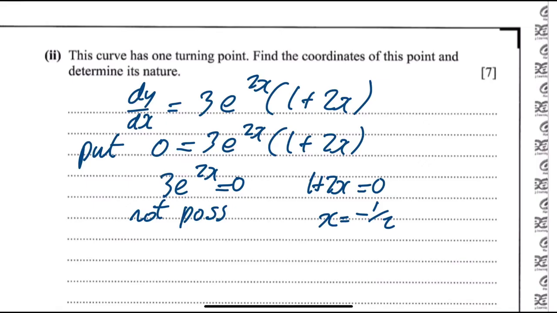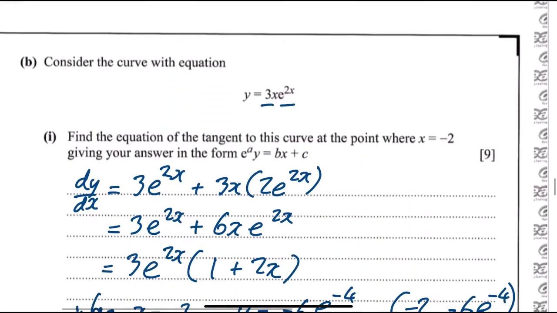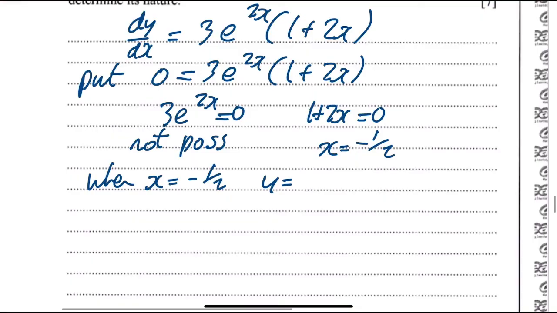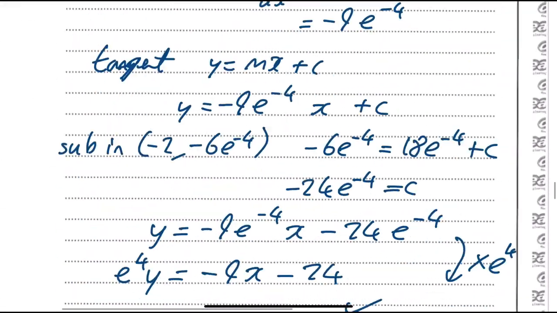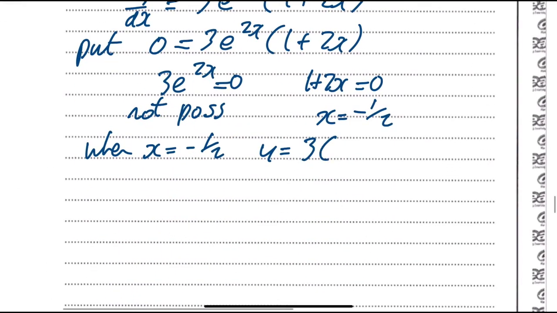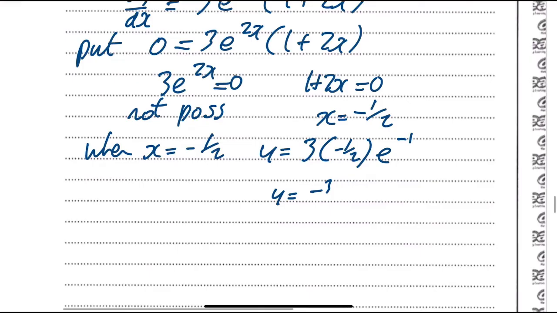Okay, so we'll need to find the corresponding y value. So when x equals minus a half, your y is going to be equal to, so this is going back to your original y, sorry, I've forgotten that already. It wasn't that at all. It was 3x e to the 2x. So it's going to be 3 times minus a half times e to the minus 1. So your y value works out as minus 3 over 2 e to the minus 1, not pretty.